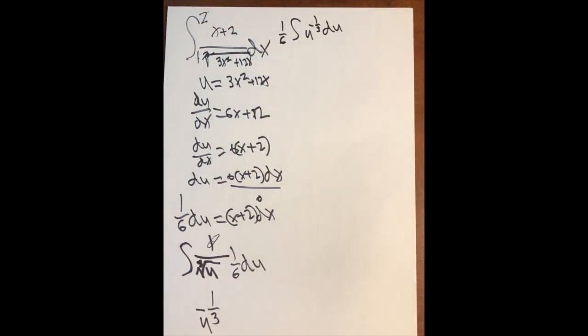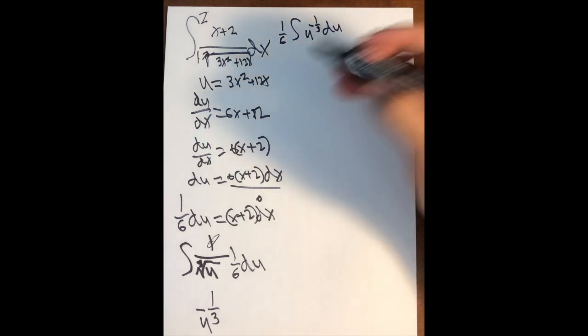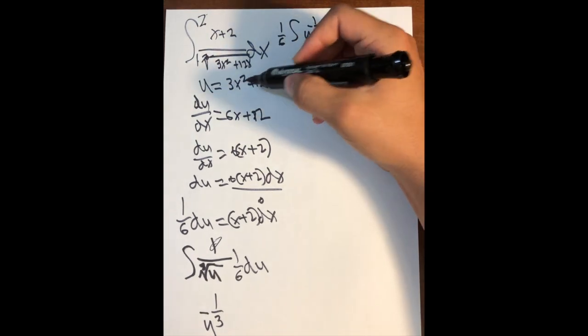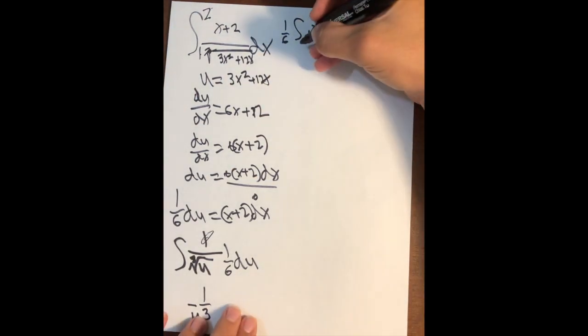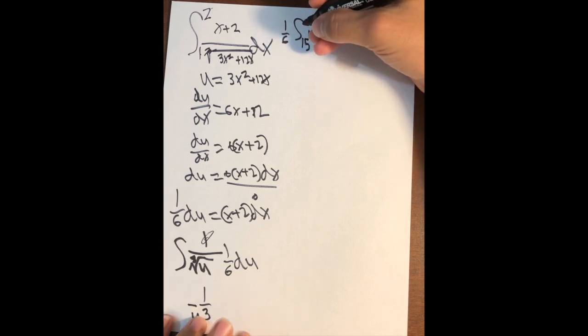I left the bounds off because we have to put the bounds in terms of u, since we're not going to put it back into x. So we have to put the x's in here, and we get u. In this case, when we put the 1 in, we get 15, and when we put the 2 in, we get 36.